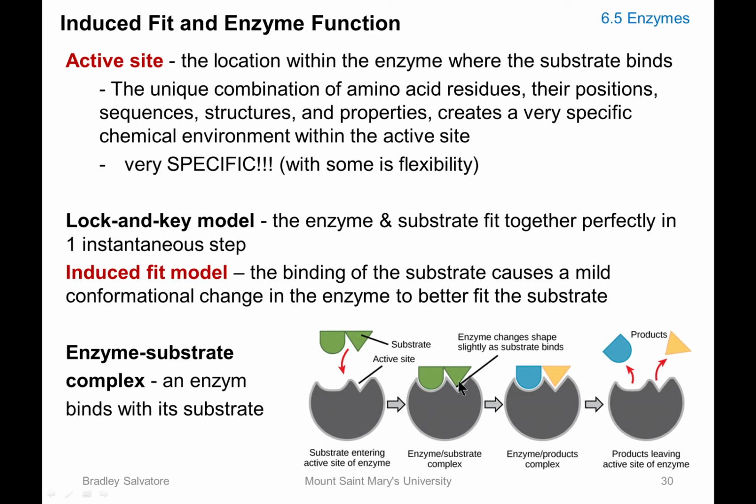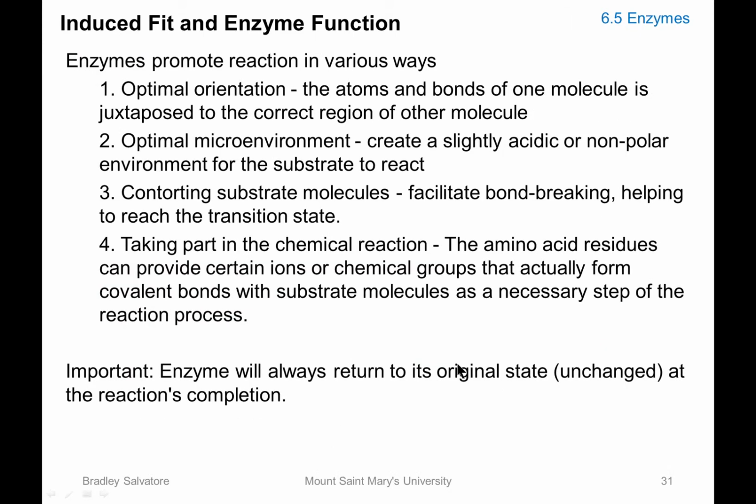And once you have enzyme and substrate bound together, you will have an enzyme-substrate complex, and that complex is where the reactions will be catalyzed or will occur. So enzymes will promote chemical reactions in a variety of ways. The first way they can do it is by putting the molecules in optimal orientations. They will orient the atoms and bonds of one molecule in the appropriate regions of the other molecule to facilitate the breaking and forming of bonds between two molecules, and that's how they speed up chemical reactions and lower activation energy.